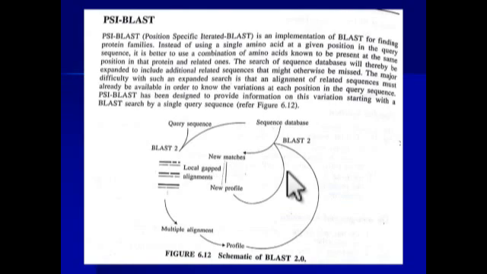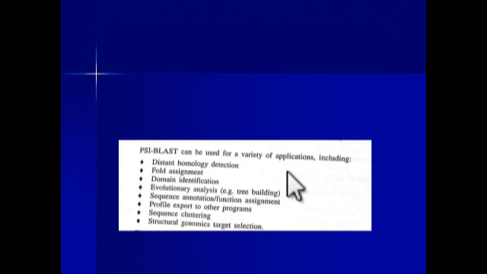So instead of comparing only Rajesh Patel bioscience, I can create the profile of all the Rajeshes and all the persons serving in the bioscience. And after that, when I compare both of these together, I can easily find the Rajesh Patel who is serving in the bioscience department. So that is the way position specific iterated BLAST works.